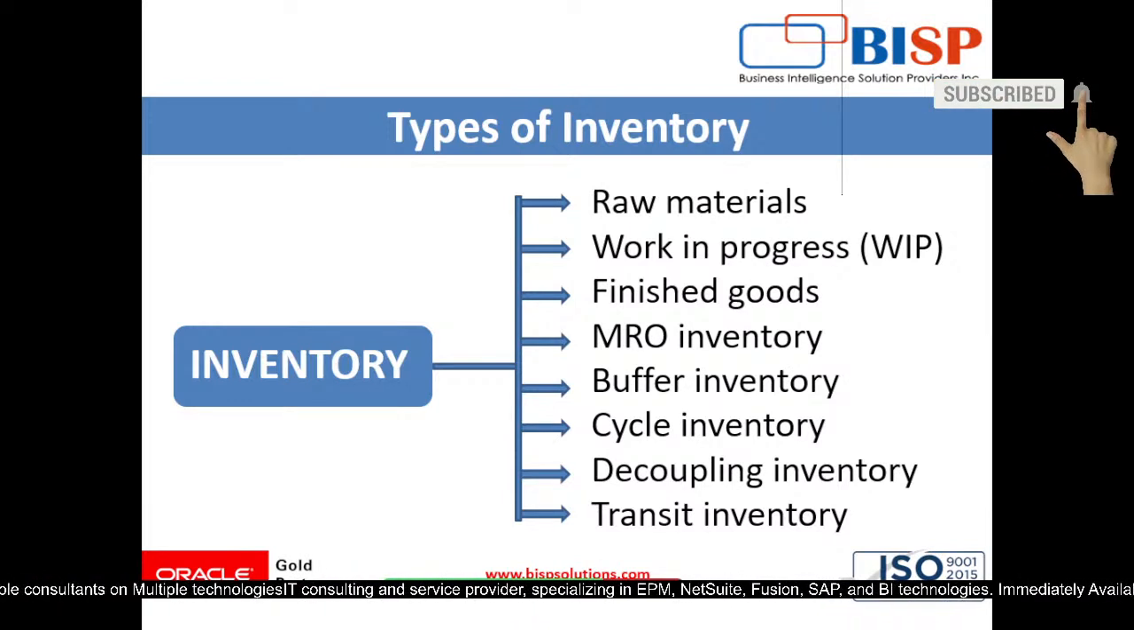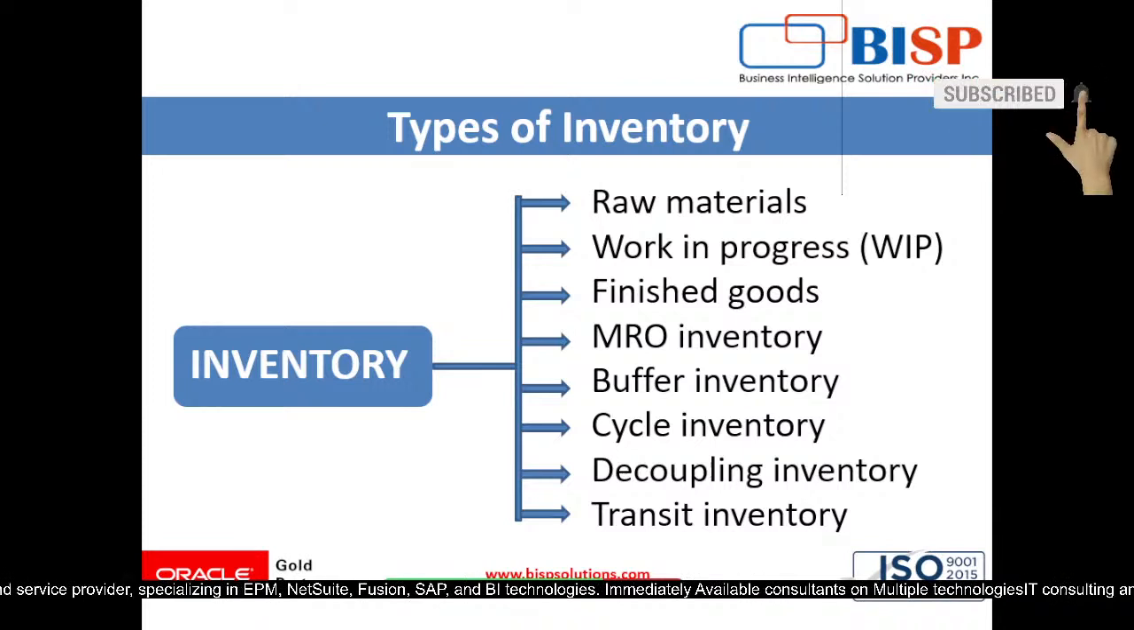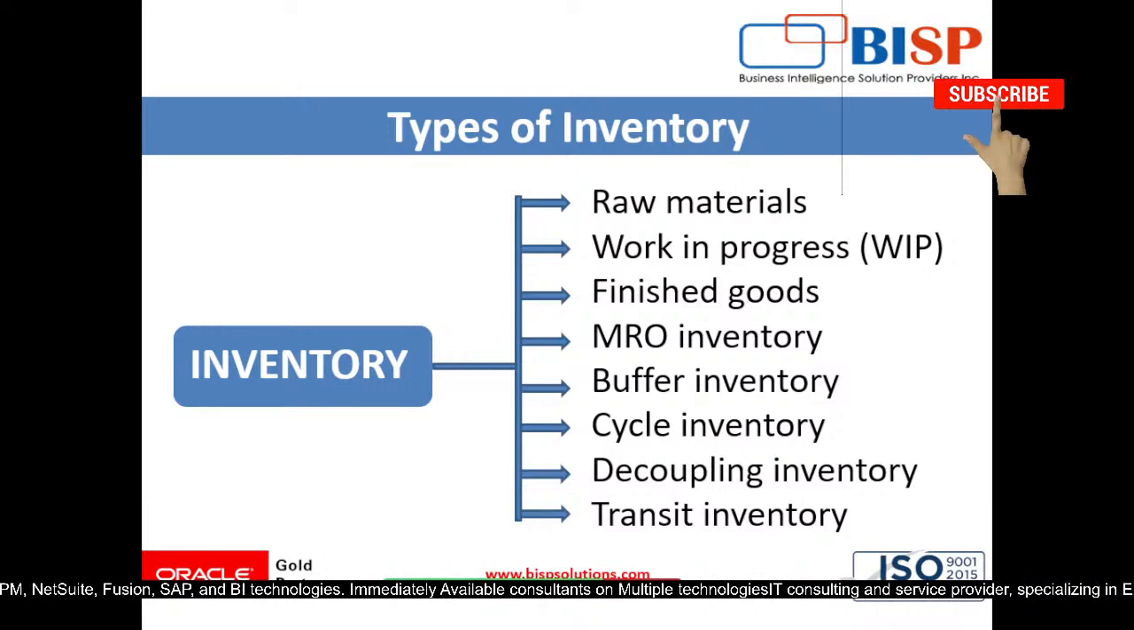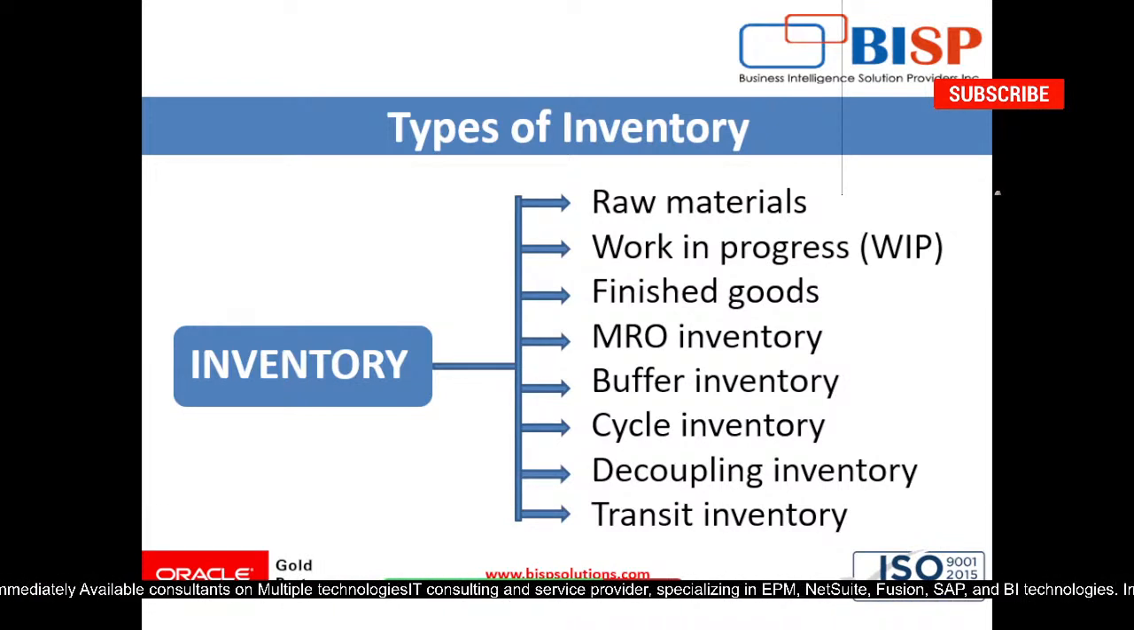And we have the MRO inventory. MRO is nothing but maintenance, repair, and operating supplies. This type of inventory is mostly relevant to the manufacturing industries. MRO items are not accounted as inventory items in the books of accounts. However, they play a crucial role in day-to-day operations.